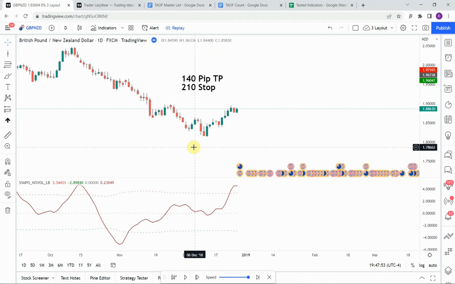Today we will be testing the no volume SVAPO indicator.